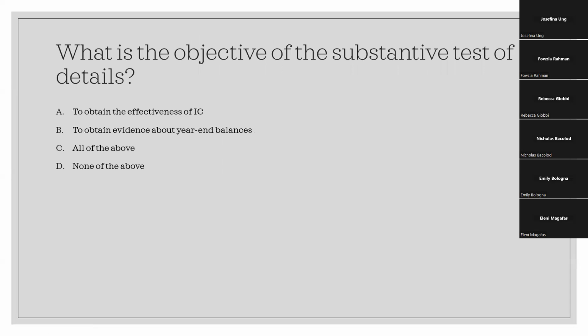The next one. What is the objective of the substantive test of detail? To obtain effectiveness of internal controls, to obtain evidence about year-end balances, all of the above, or none of the above. B, to obtain evidence about year-end balance. Laurence says to obtain effectiveness of internal controls. So it's either A or B. Any other answers? Patrick is more B. Okay, we're more B here.